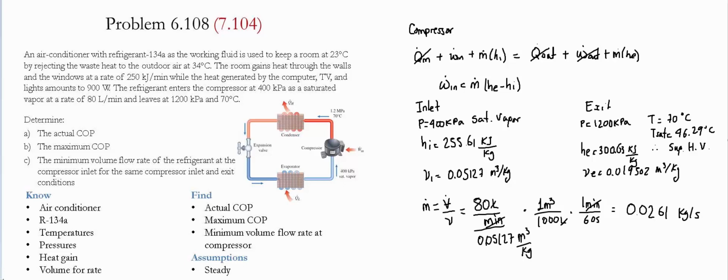Now we need to find the amount of power that goes into the compressor. We substitute all the values in here. We have 0.0261 kilograms per second, and the difference between enthalpies is going to be 300.63 minus 255.61. All of this is in kilojoules per kilogram. Kilograms and kilograms cancel. Kilojoules per second becomes kilowatts. So this is going to be simply 1.171 kilowatts.